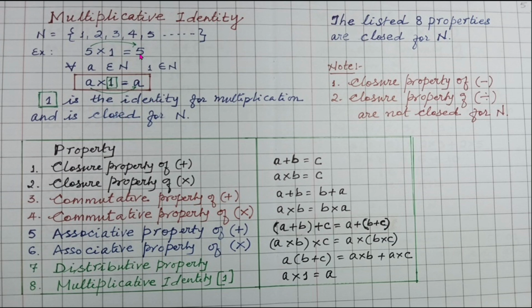Now, having understood all these properties, let us list out the properties which are closed for the set of natural numbers. Closure property of addition, that is a plus b is equal to c. a is a natural number, b is a natural number. When you add, we get again a natural number. Therefore, the closure property of addition is closed for the set of natural numbers. So also the closure property of multiplication, commutative property of addition, commutative property of multiplication, associative property of addition, associative property of multiplication, distributive property, and multiplicative identity. So these are the 8 properties which are closed for the set of natural numbers, and these are the general forms of the properties which are closed for the set of natural numbers.